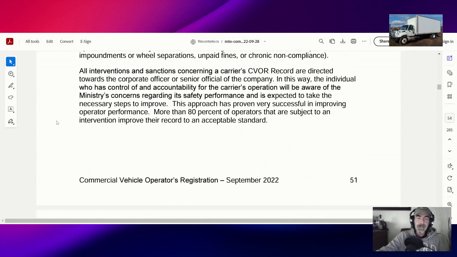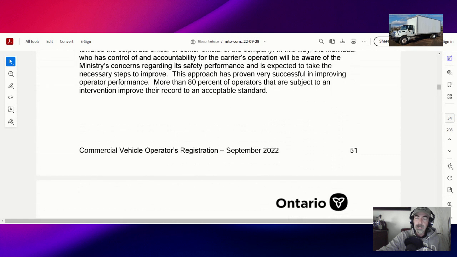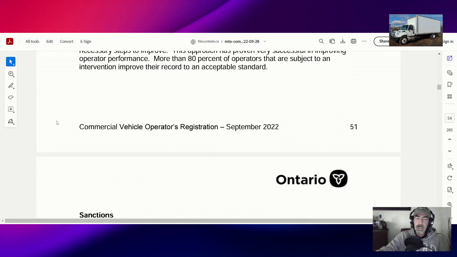All interventions and sanctions concerning a carrier's CVOR record are directed towards the corporate officer or senior official of the company. In this way, the individual who has control of and accountability for the carrier's operations will be aware of the ministry's concerns regarding its safety performance and is expected to take the necessary steps to improve. This approach has proven very successful in improving operator performance. More than 80% of operators that are subject to an intervention improve their record to an acceptable standard.